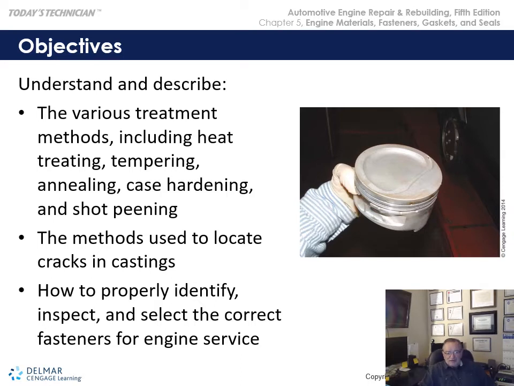Methods used to locate cracks in casting. In high-valued things like in aerospace, they'll do radiograph, which is an X-ray. In automotive and truck, we will use dye penetrant, and for ferrous metals, we'll be using the mag particle. How to identify, inspect, and get the correct fasteners for engine service. So these are all very important that you know which materials are used, what the processes are, and what you can and cannot do to that part.